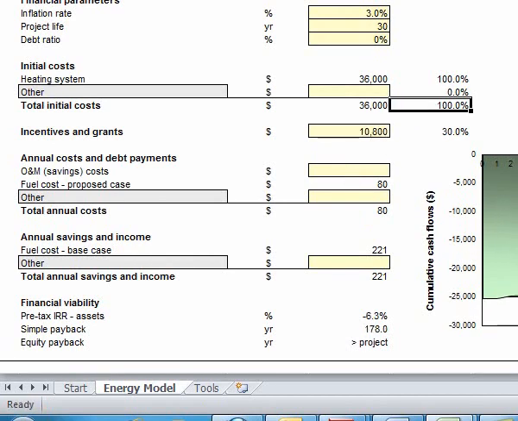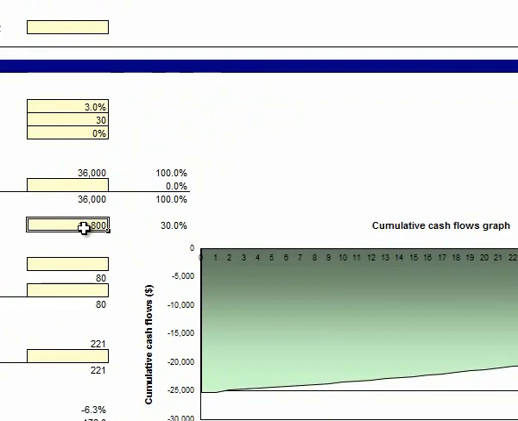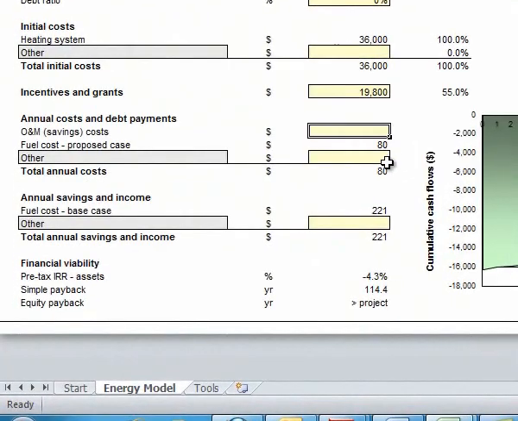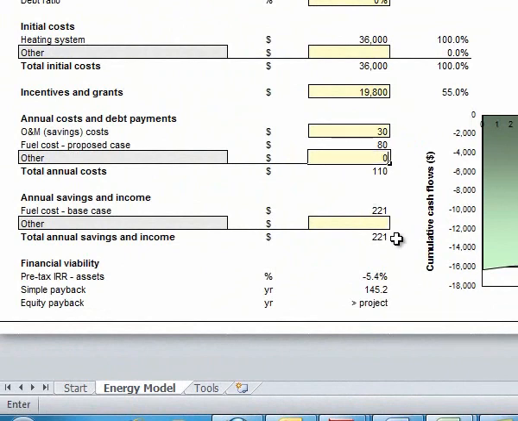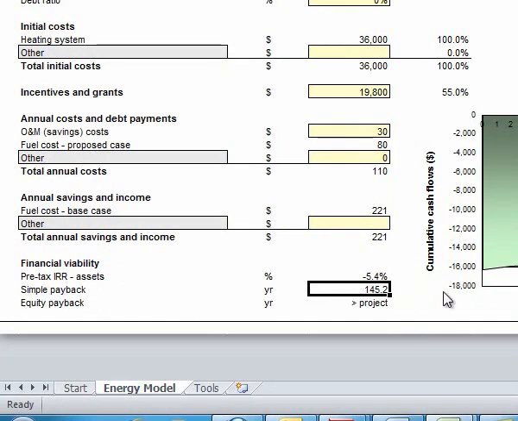Then the state of Illinois has 25%. And so $36,000 times 25% is $9,000. So we have a total incremental cost of $19,800. You know, we're getting 55% of a return. Now, this is, again, a little high. Savings are OEM, operation and maintenance costs, typically about 30 bucks a year, and that's a little bit high. And then other, let's just leave that off for right now. What we're going to save is $221 a year. The projected year for payback is $145.